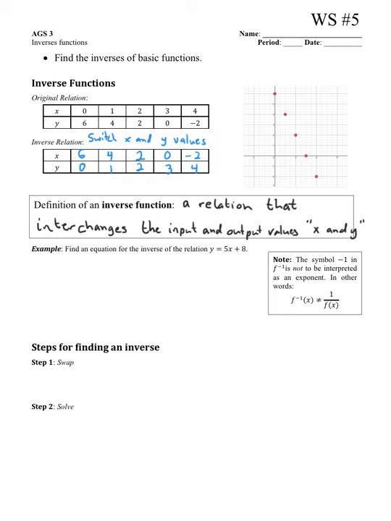So there's 6, 0, 4, 1, 2, 2, 0, 3, and -2, 4. And that's what the graph of the inverse relation would look like. So if I were doing the graph of the inverse relation, I would just plot those points. If I were doing the table, I switch the x and y values. That's the idea there. Okay.